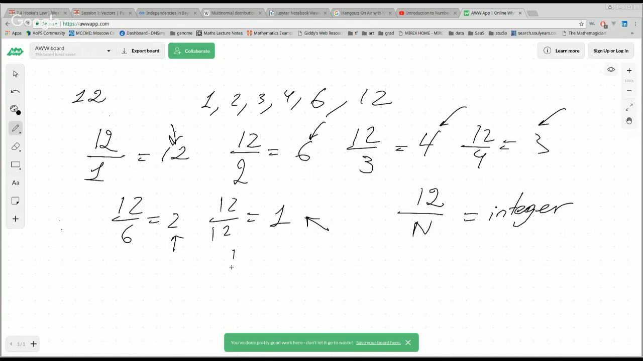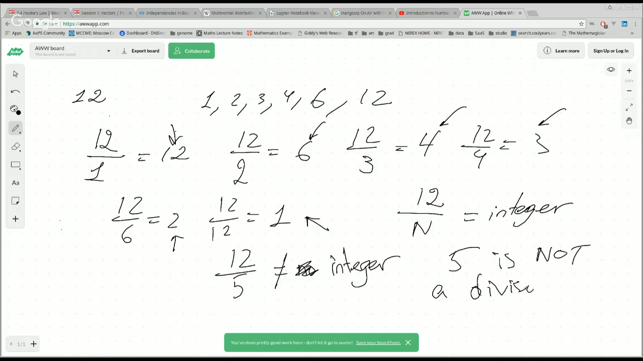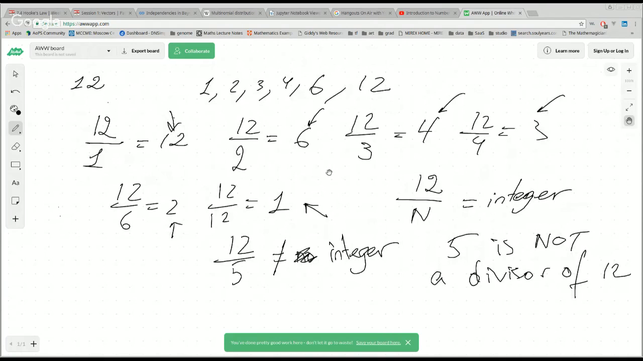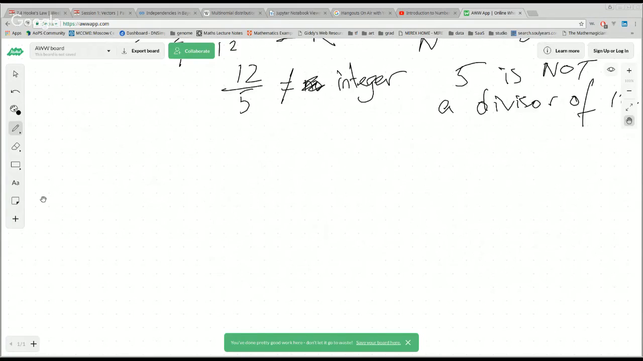So for example, if I try to divide 12 by 5, I know that there is no integer that I can multiply by 5 and get 12. This result is not an integer. And so we can say 5 is not a divisor of 12. Again, real quick, what it means for a number to be a divisor of another number is that if I divide 12 by that number, I get an integer. In that case, n is called a divisor of 12. So that's the notion of a divisor.